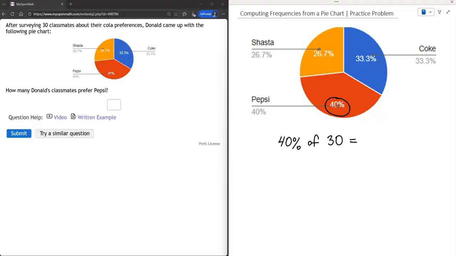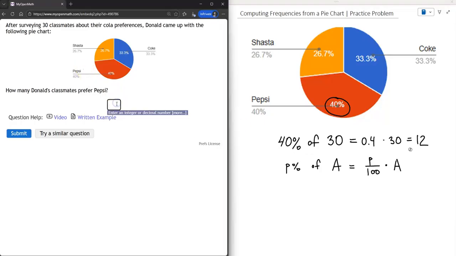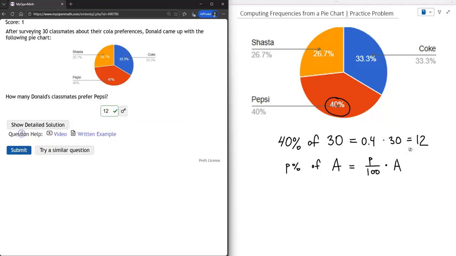And to find 40% of 30, or any percentage of any quantity, we take the percentage in decimal form and multiply it by that quantity. So in this case, we have to take 0.4 and multiply it by 30. And the answer is 12. So if we type 12 over here, we will get the right answer.